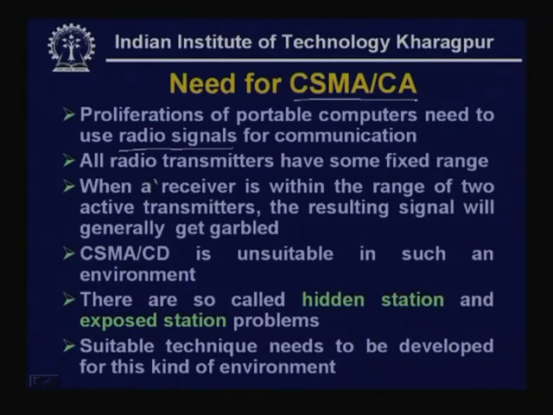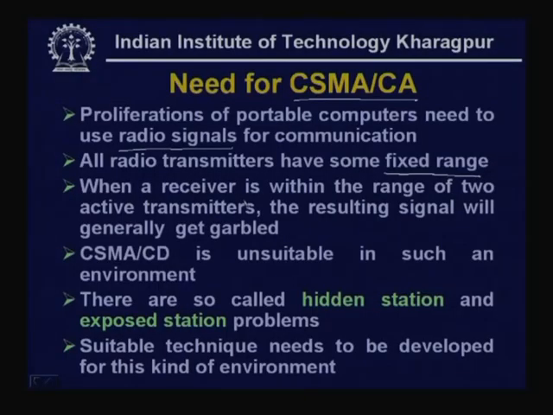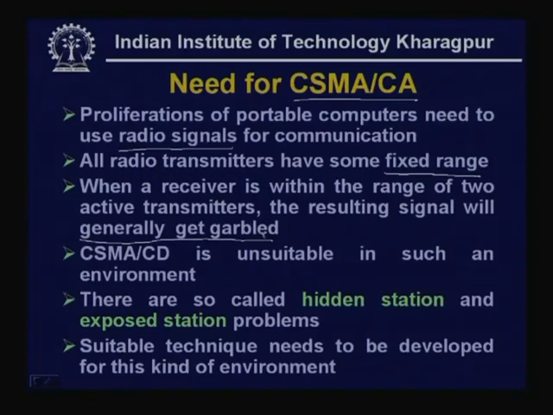And as you know, all radio transmitters have some fixed range. As the range increases, the intensity decreases at the rate of d square, as you know. And when a receiver is within the range of two active transmitters, the resulting signal will generally be garbled. That means whenever a particular station is in between two transmitters, it will receive signals from both the transmitters and the signal will get garbled and be useless. So that type of situation should not be allowed to happen.